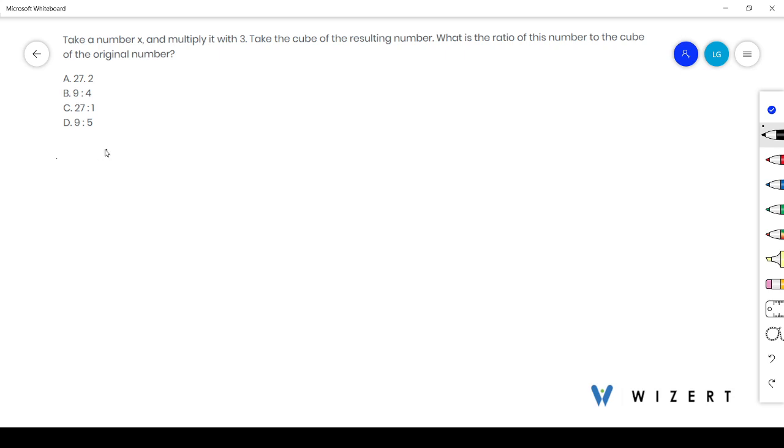Here, given number is x. Then, after multiplying it with 3, it will be 3x.